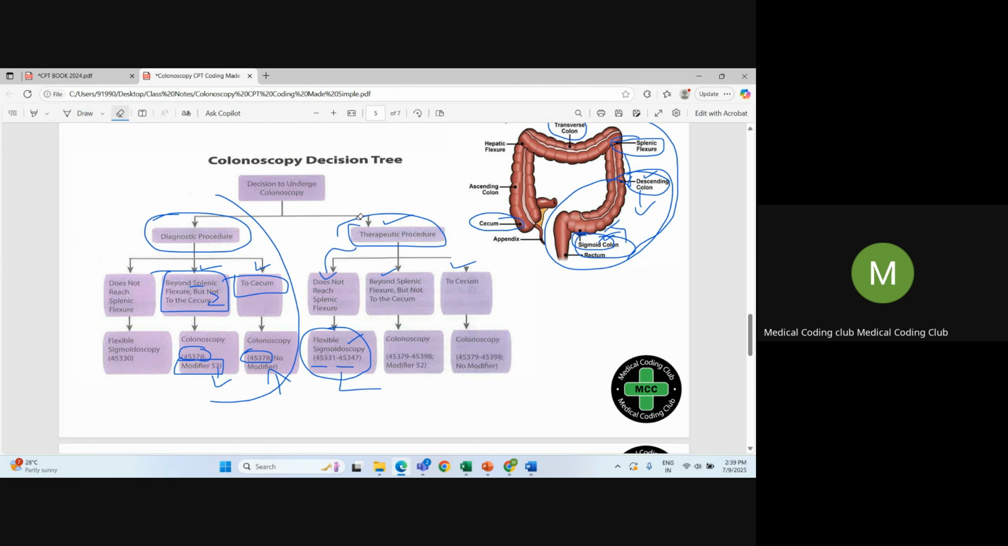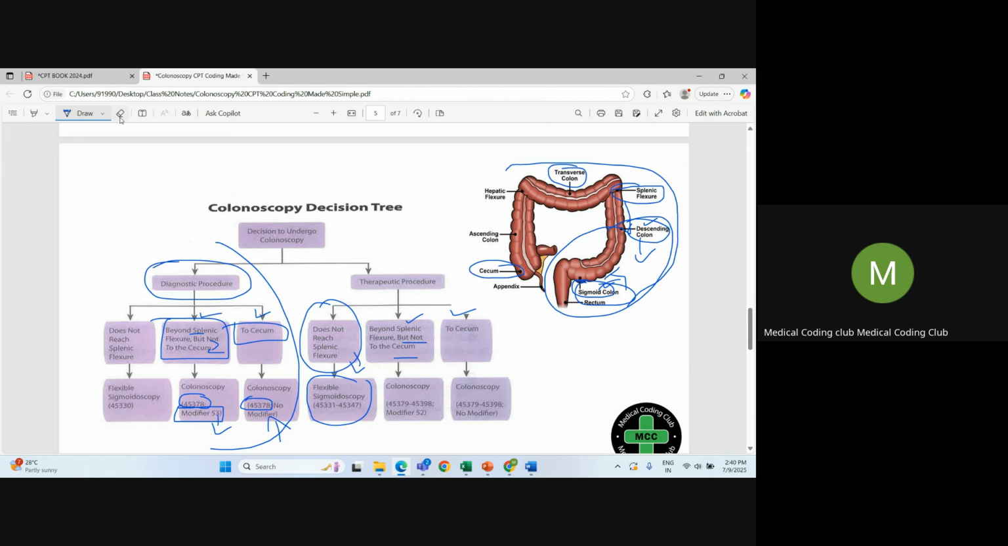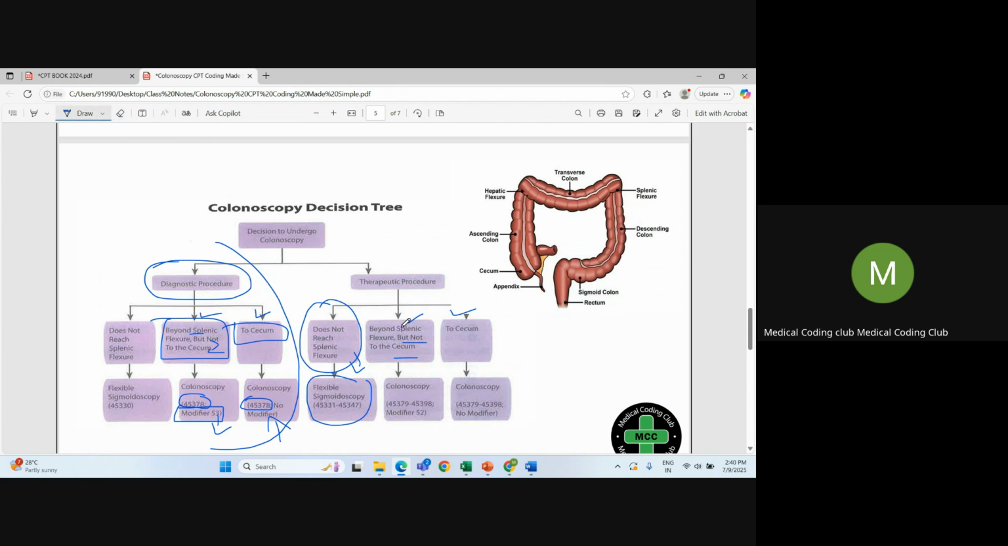Next, coming to therapeutic, we have already discussed the first scenario. The first scenario is all about sigmoidoscopy for the lower portion of the colon, and if they do any procedure for the lower portion, you have to check the scenario and code from these codes. Next, beyond splenic flexure but not to the cecum, same scenario, but here they are actually performing the procedure. Under diagnostic, they were only doing screening, but here under therapeutic, they are doing the procedure. So assume there was a colon polyp at the transverse colon.